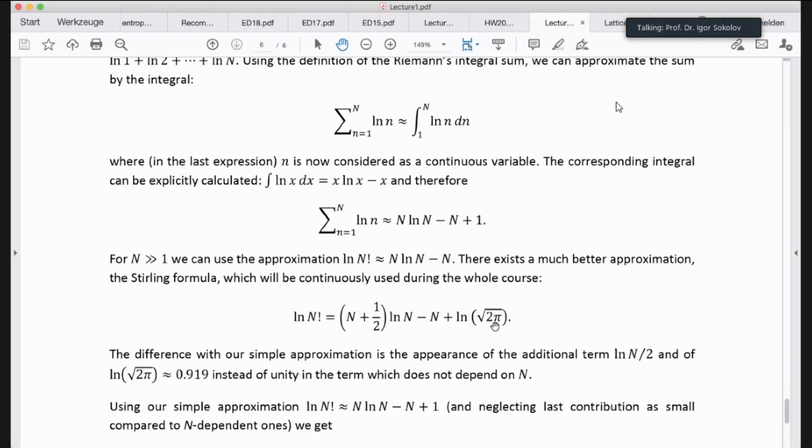So what do you get here? You get this term, n ln n, it's here. You get this minus n, it's here. Instead of 1, you get another constant, ln square root of 2 pi, which is essentially practically 1. But what you get, which might be important, it will not be important here, but it is important in the situation we will consider next week, we get half ln n. It's a slowly varying function. It's almost a constant. Logarithm is almost a constant, but still it's growing with it. And this is the Stirling formula.